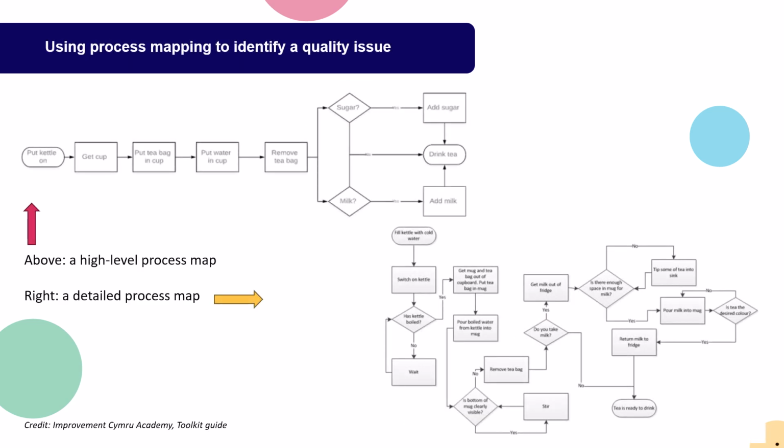Process mapping is a tool to capture and visually represent all the steps in an existing process or patient journey. It can show everyone in a team how a process actually works, rather than what they think is happening or what should happen. It can show waste, duplication, and workarounds, all of which might be quality issues.